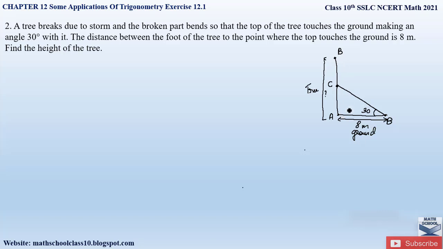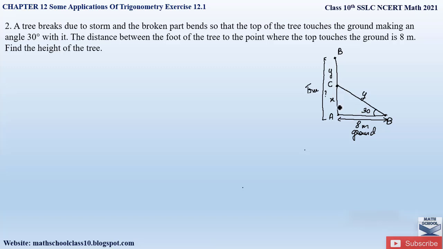Now you can see here in the figure from point A to point C, let us take the height of the tree to be X. And from point C to point B, let us take the height of the tree to be Y. So this height of the tree is same as this height which has bent down towards the ground. So this CB will be equal to this CB. So again we will take this as Y. Right, so this is the important step in this question.